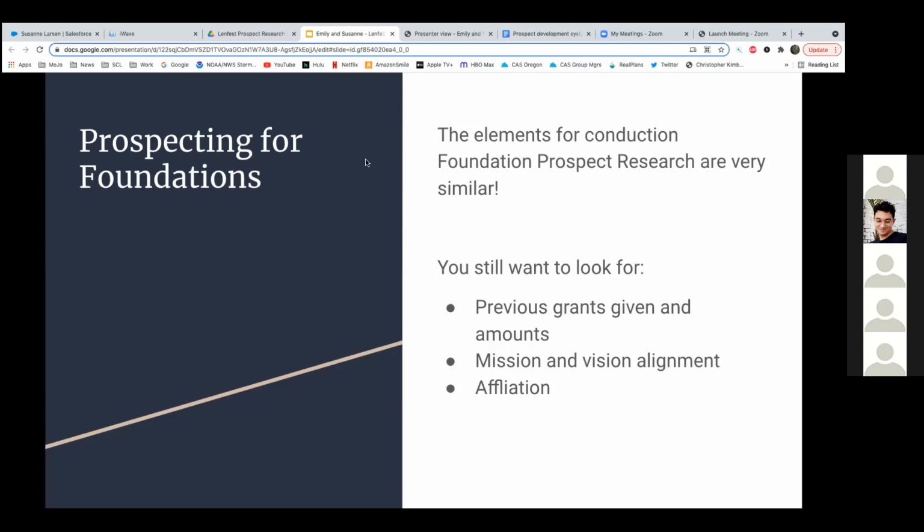But you want to make sure you have a clear mission and vision alignment, that they've expressed an interest in your mission or an area of it. You also want to make sure they have the financial capacity to give to you.